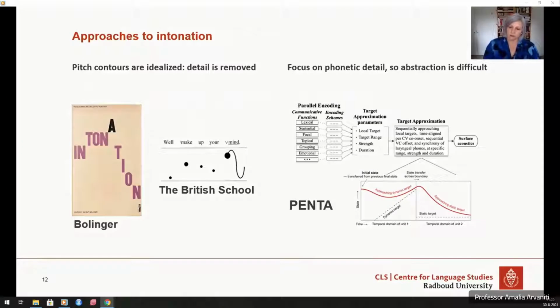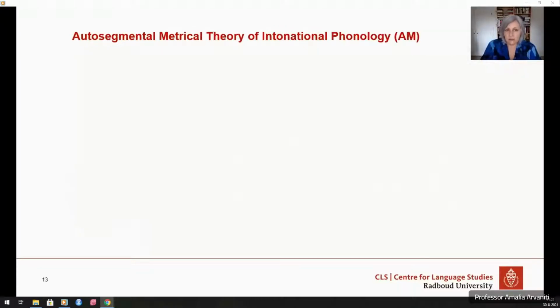On the other hand, we have models like PENTA that are based precisely on, focused on modeling phonetic detail. The problem with models like that is because they don't abstract away from the phonetic detail, they make it very difficult to generalize and predict the shape of contours under different circumstances. Different circumstances being things like how long an utterance is, where the stressed syllables are, how the phrasing works, and so on.